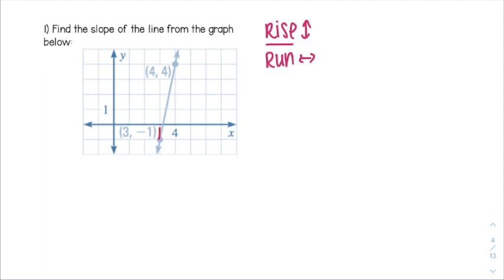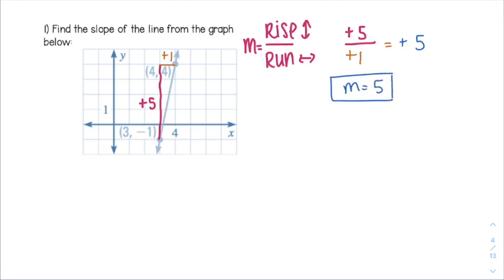I am going up 1, 2, 3, 4, 5. So I'm adding 5 over, and I'm going horizontally positive 1. So my slope is positive 5 here. And that's using your rise and run method. Now I want to use my slope formula. So let's take 3 comma negative 1. I have 4 comma 4.